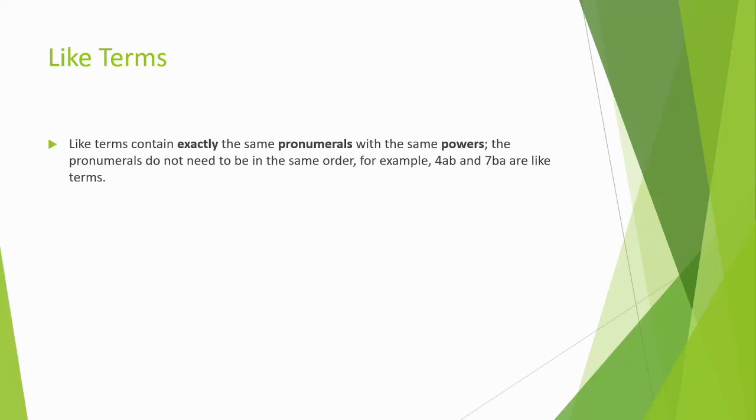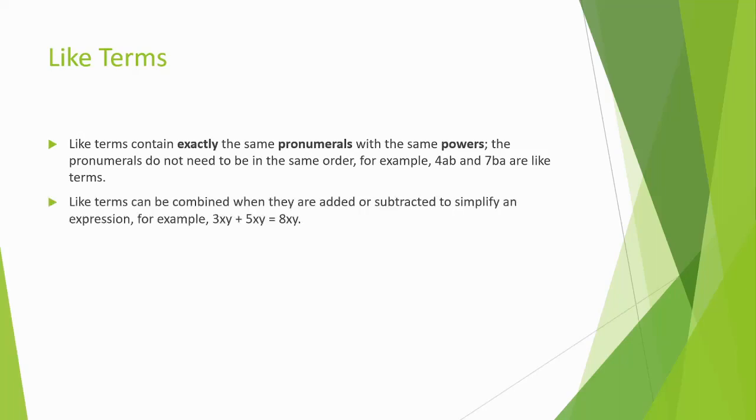So just quickly, what is a like term? Like terms contain exactly the same pronumerals or variables that have the same powers. The pronumerals don't have to be in the same order, because we remember that when we're multiplying, a times b is the same as b times a. So in this case, 4ab and 7ba are actually like terms. Like terms can be combined the same way as we would normally add and subtract.